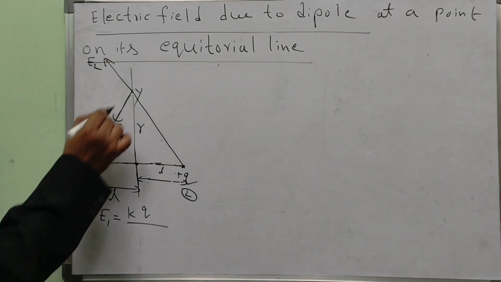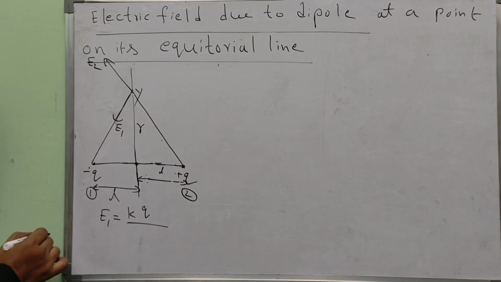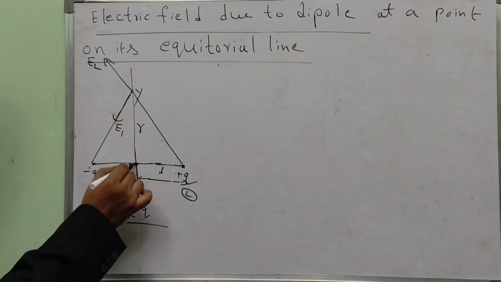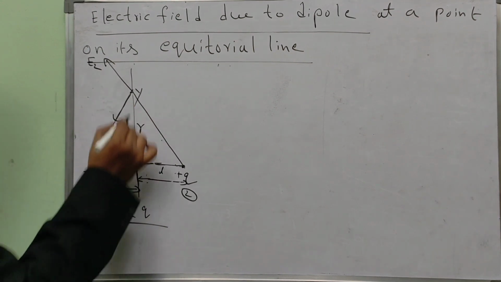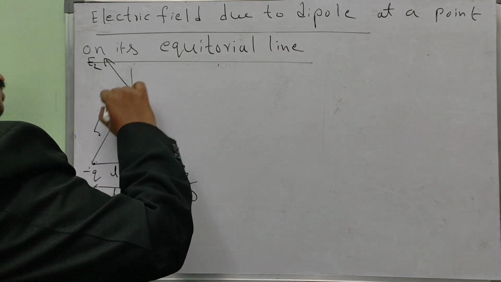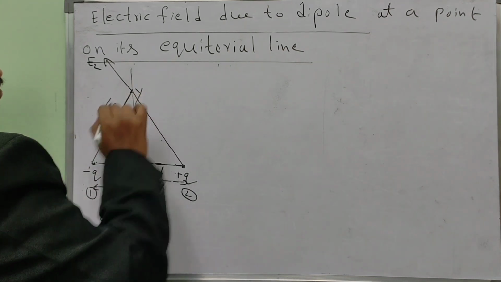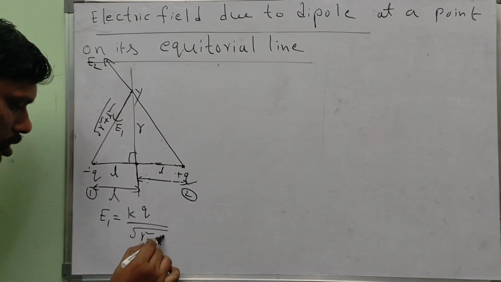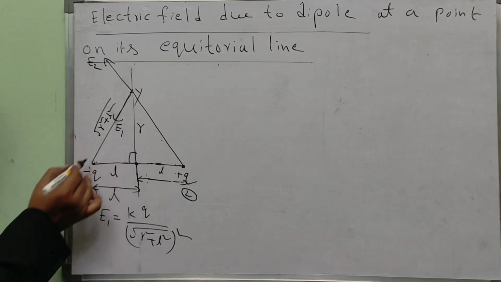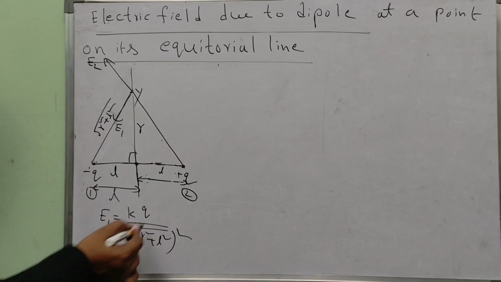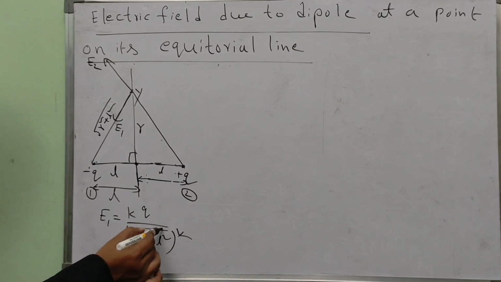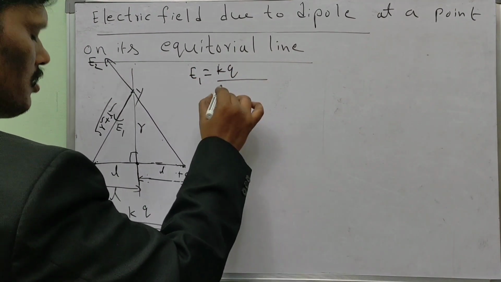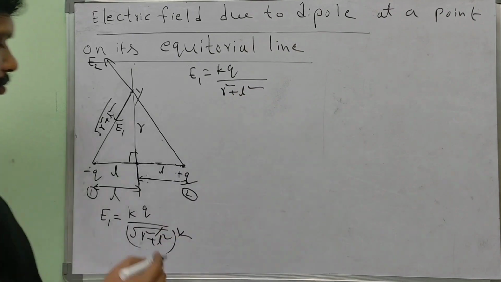What is the distance of this point Y from the charge? This is L and this is R. In this right angle triangle, this is the hypotenuse, so it is root of R square plus L square. Then the distance square is root of R square plus L square, whole square. The square root cancels. Then E1 is equal to K times Q upon R square plus L square.